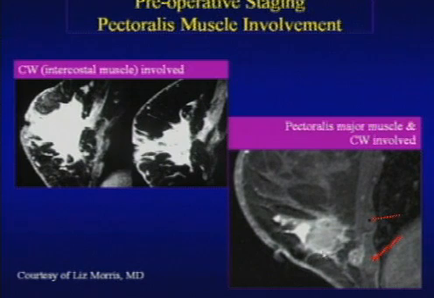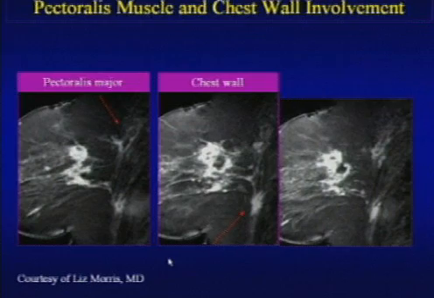Another case, patient has a large satellite lesion. The red arrows are pointing to 2 normal ribs, and you can see there's a satellite lesion which has implanted into the chest wall. Both patients are not operative candidates.